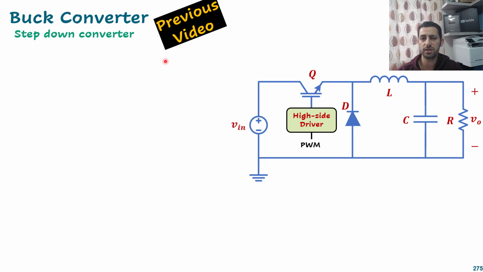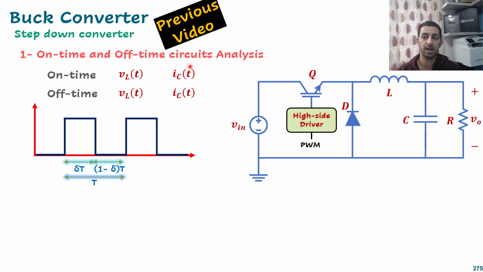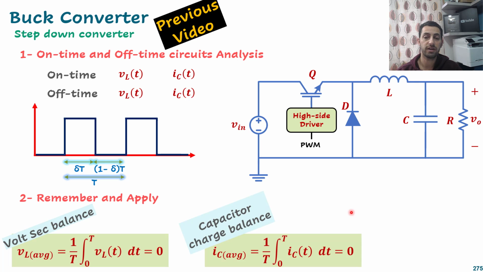In the previous converter, we have covered the topology and also, to derive the relation between the input and the output, we mentioned two steps. The first step is the analysis of the on-time and off-time circuits, where we find the VL, the voltage across the inductor for each case, and then derive the input-output relation using the voltage-second balance or the capacitor charge balance, where we average the on-time circuit and off-time circuit.